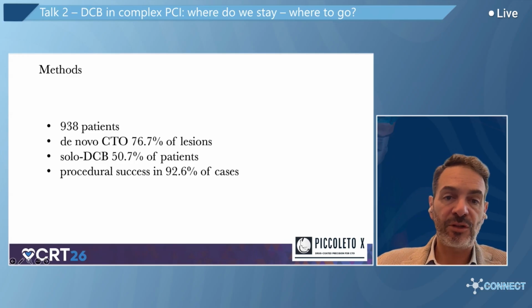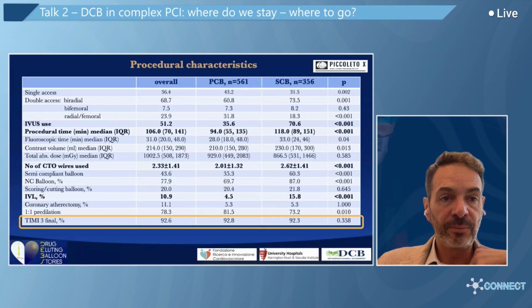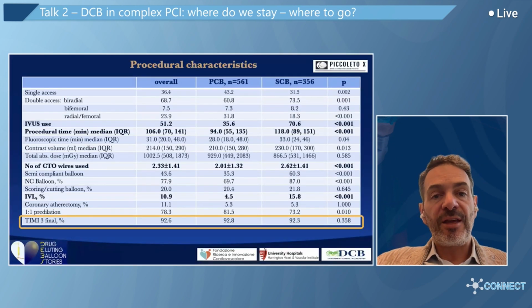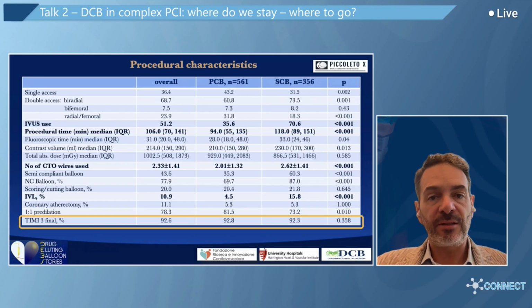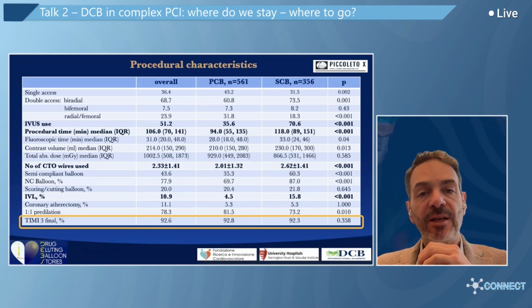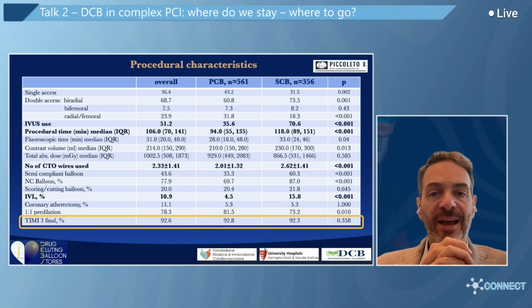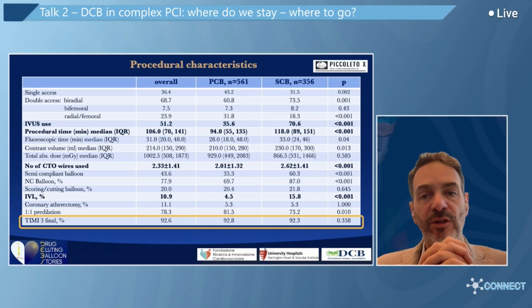And interestingly, we had a procedural success of 92%, which is pretty good. I have to admit, this lesion setting is not the most extreme one. So the cases that you have shown today are more extreme and more complex than this. So this is a moderate or easy CTO lesion setting, which is the one where we can test the efficacy and the safety of a new technology.